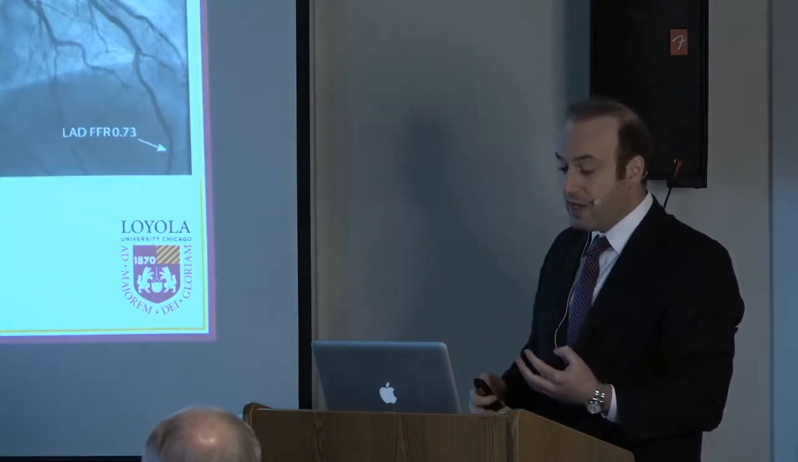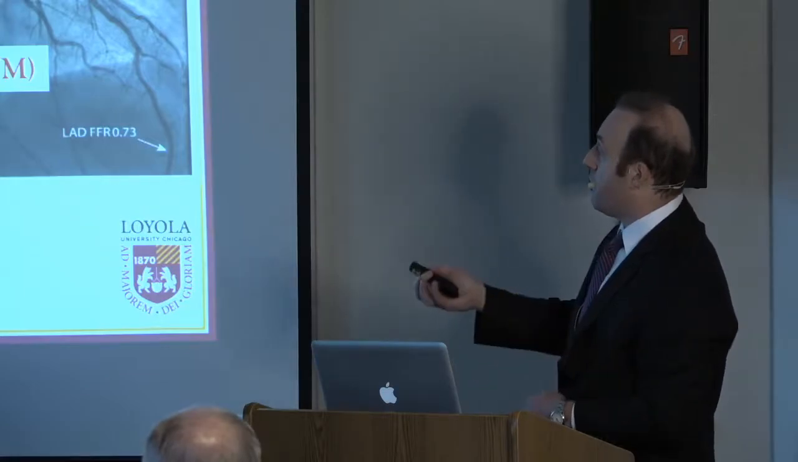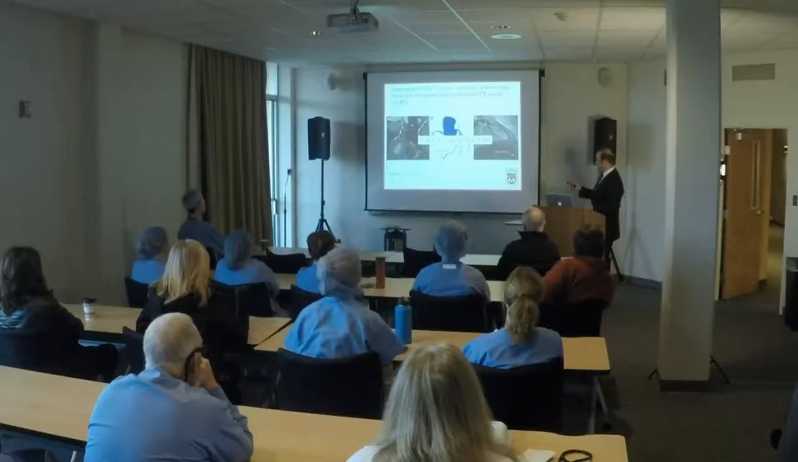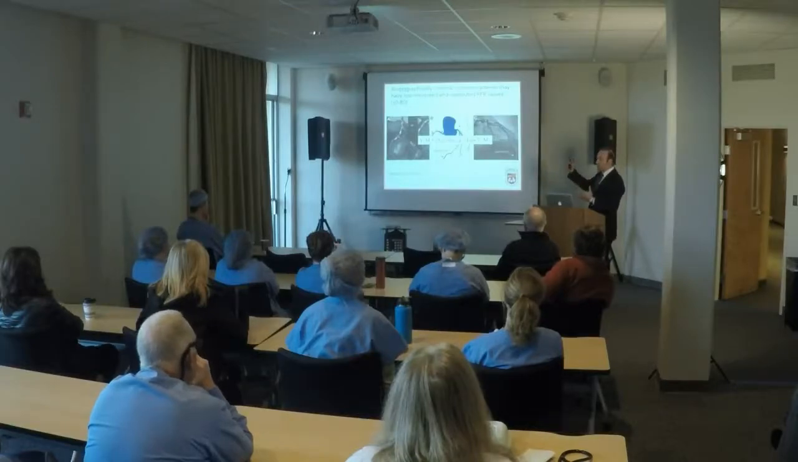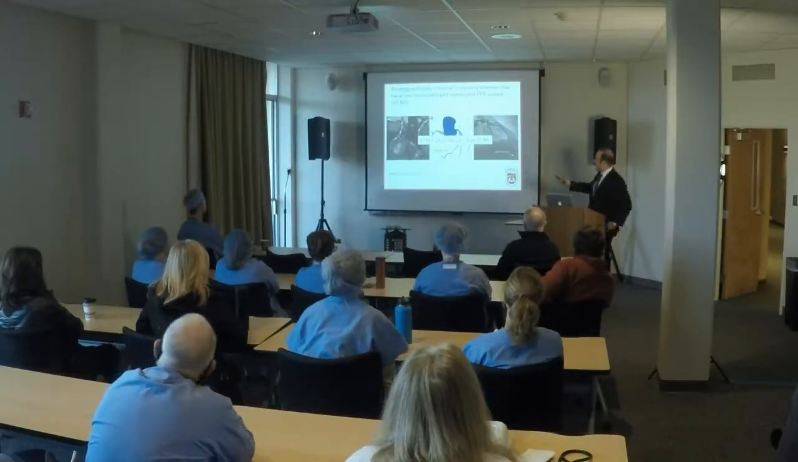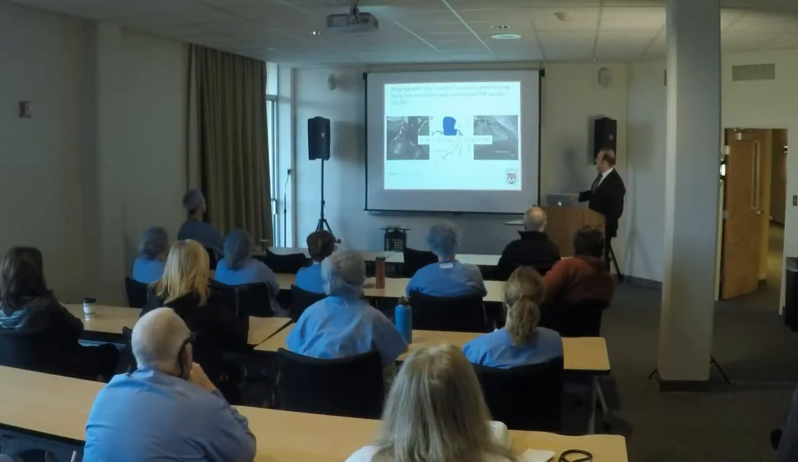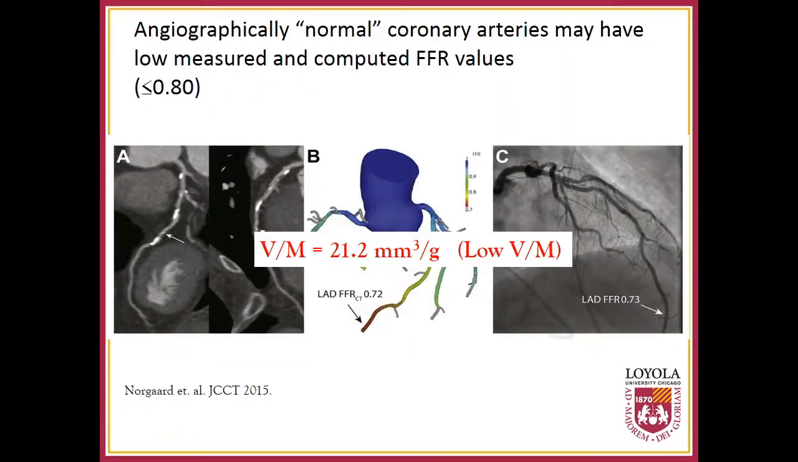And if you go back to the case that I just presented, the volume to mass ratio was low. There have been various reference thresholds as far as what's normal, what's not normal. Some investigators are using 30 or 31 as a cutoff for low VM. So this patient's VM was 21, and that may, again, play a role into the ischemic potential of this particular vessel.